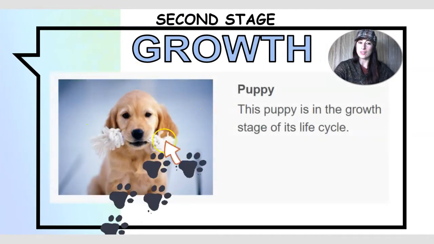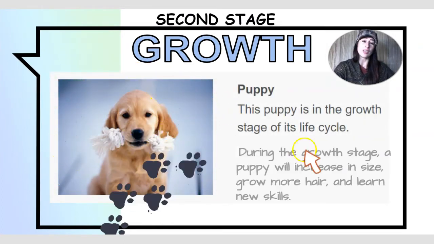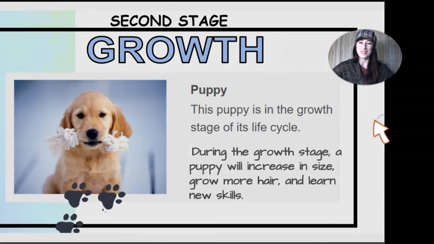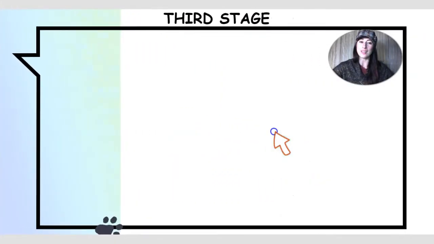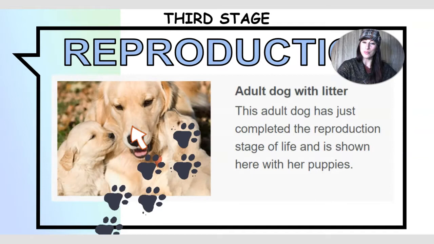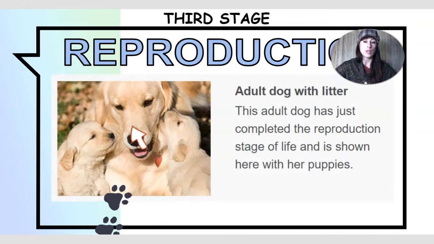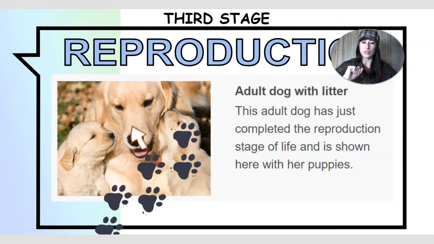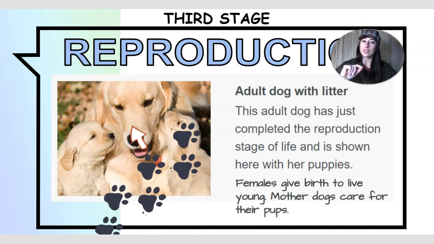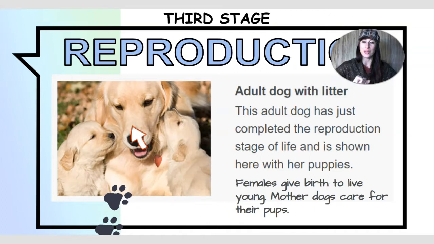This is when the dog is in the stage of puppy. We know that during the growth stage, a puppy will increase in size, grow more hair, and learn new skills. Now, the third stage is when the dog is in the stage of reproduction. This is the stage when you can see the adult dog with a litter of puppies. We know that females give birth to live young. Mother dogs care for their pups. They're the ones that take care of their babies.